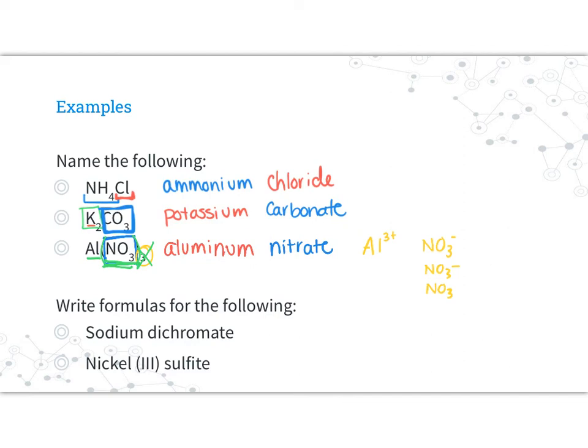Okay, last little bit here. Write formulas for the following. Sodium dichromate. So sodium is an element on our periodic table. It has a charge of 1+.